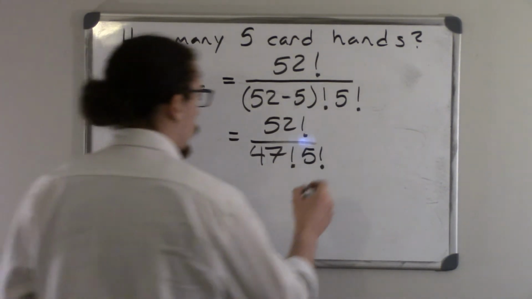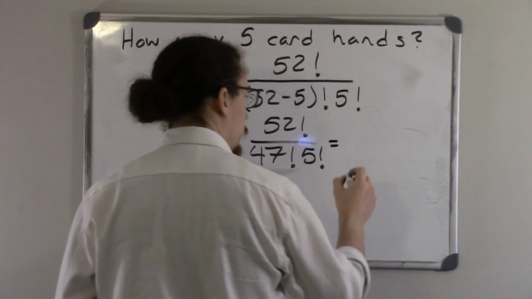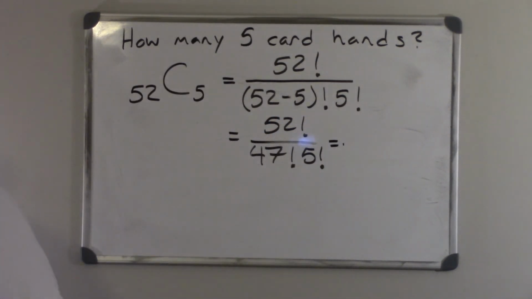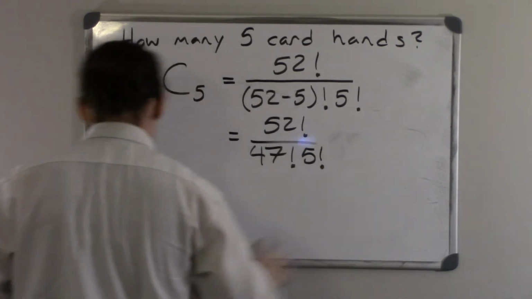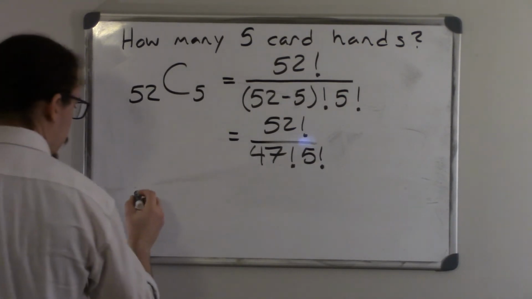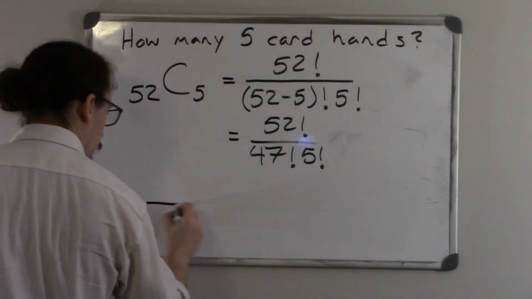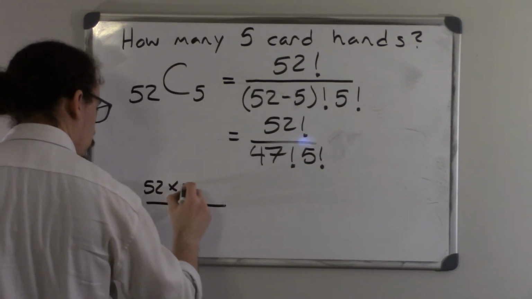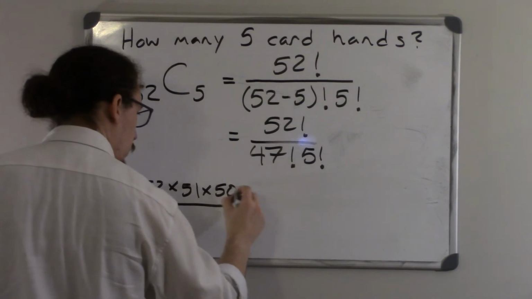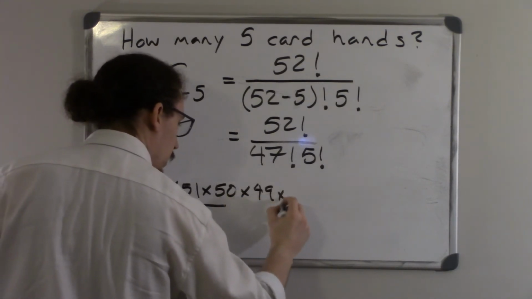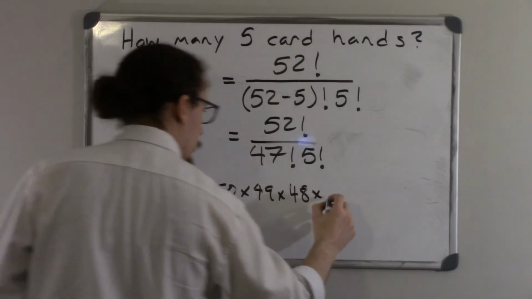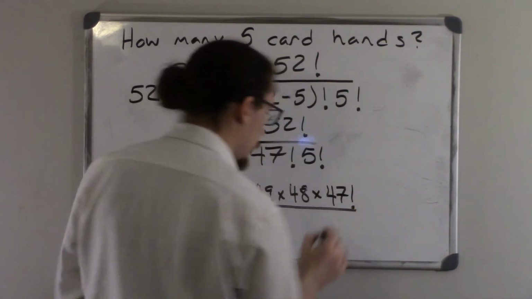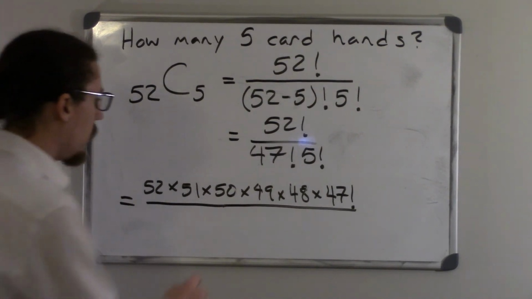All right, there are a couple of things we can do. One, we can break this thing apart a little bit. I'll just move it over here. We can expand that factorial of 52 in our denominator, because that's equal to 52 times 51 times 50 times 49 times 48 times the factorial of 47, because that factorial of 47 is going to carry it the rest of the way.